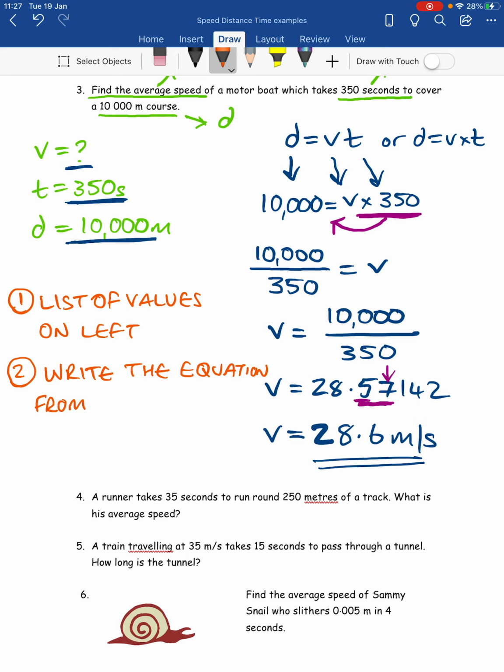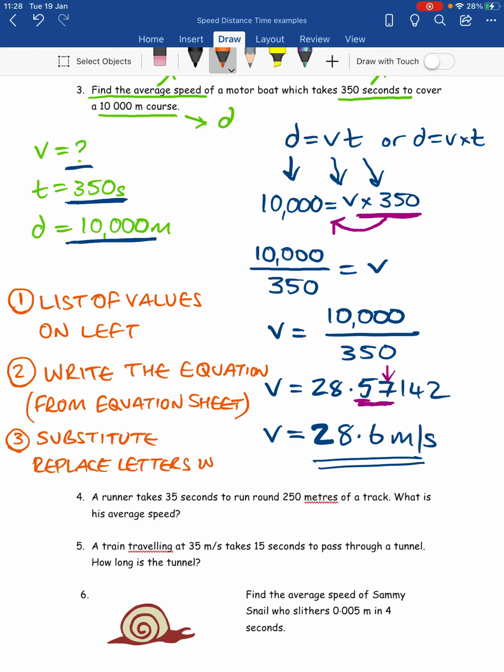And this equation is going to come from your equation sheet. So you never have to memorise any equations in physics. When we're working on problems, we will tell you what the equation is first. It will sometimes be written at the top of the problem sheets so that you don't have to memorise it. Your third step is to substitute. And by substitute, what we mean is replace the letters in the equation with numbers.